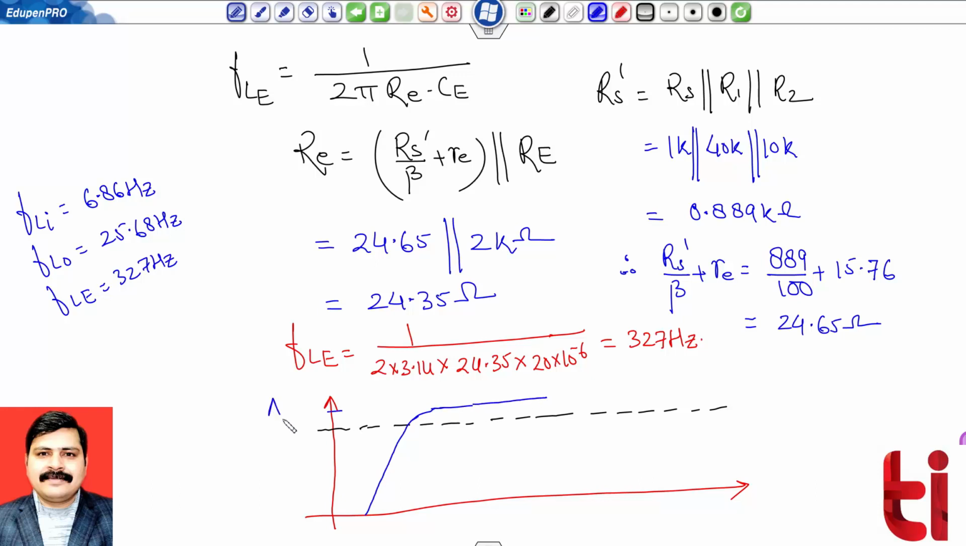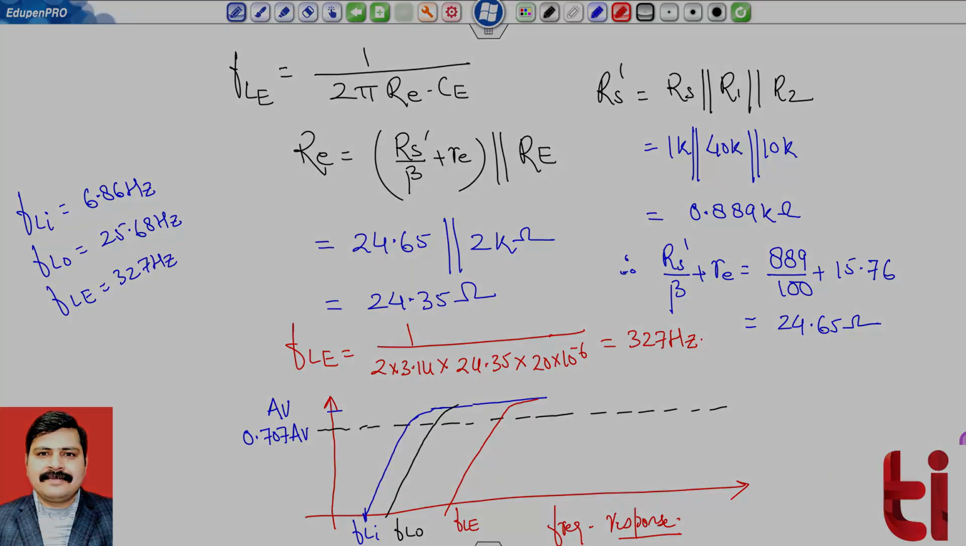If this was the maximal level of AV, and this is the level of 0.707 of AV, then this is indicating my FLI, the lowest frequency. Then I will have somewhere this frequency over here, FLO, and FLE with their values. So this is the frequency response of the given problem. Okay, so we are stopping the discussion over here. Thank you.